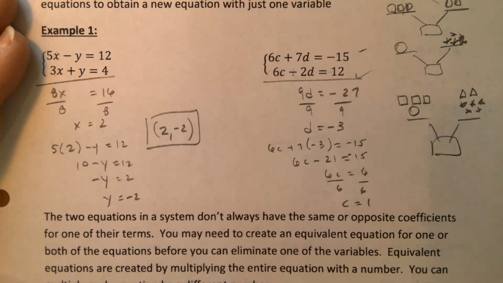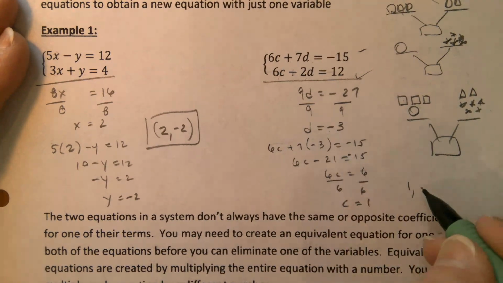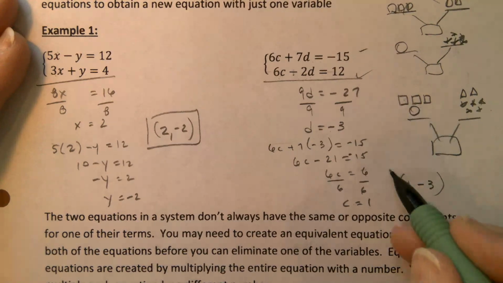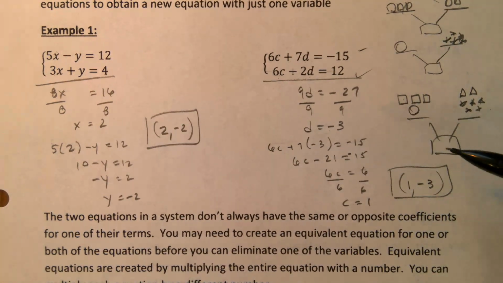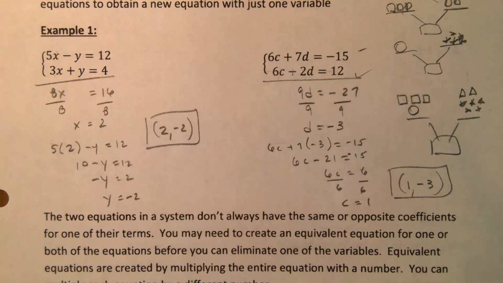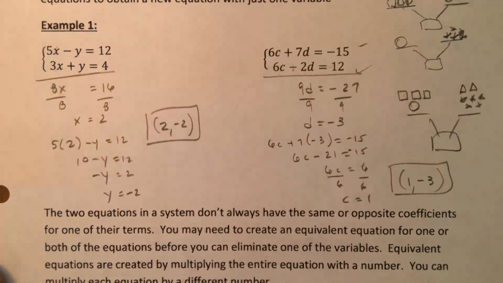So then my ordered pair, now here's where you have to think. Ordered pairs are always going to be in alphabetical order. So C is first, so that's 1. D is second, which is -3. If this was a word problem, we don't worry about alphabetical order, but this is not a word problem, so we have to look at our variables and decide which would come first alphabetically, and that's going to be our X.